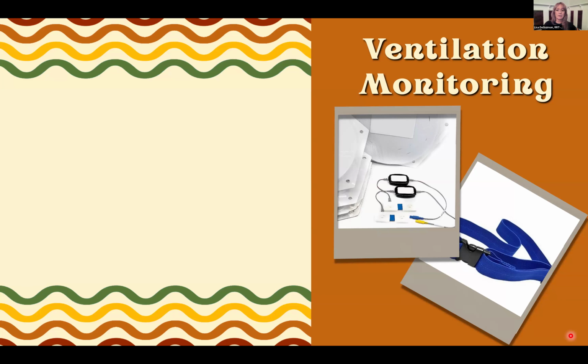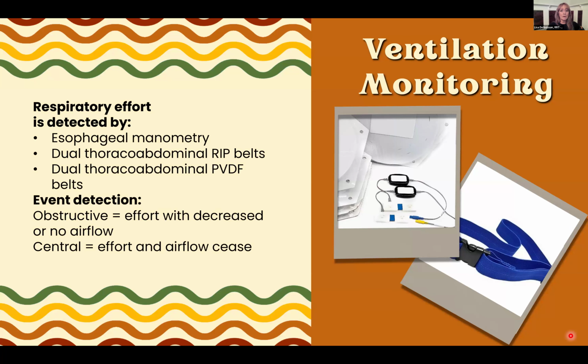All right, the things we monitor ventilation with, and these should look familiar to those of you working in sleep. Our respiratory effort is detected by esophageal manometry, which I can tell you in 21 years I have not dealt with. Dual RIP belts. We also have dual PVDF belts. What we use in our lab is actually the roll of RIP belts, and they hook to those sensors, so we cut them to fit. It has the wire that runs through them, stretches when the patient breathes in and out, and gives us an effort signal for the chest, the abdomen, and the sum combo.